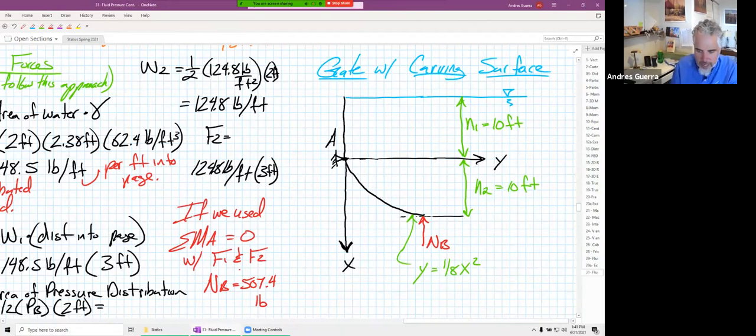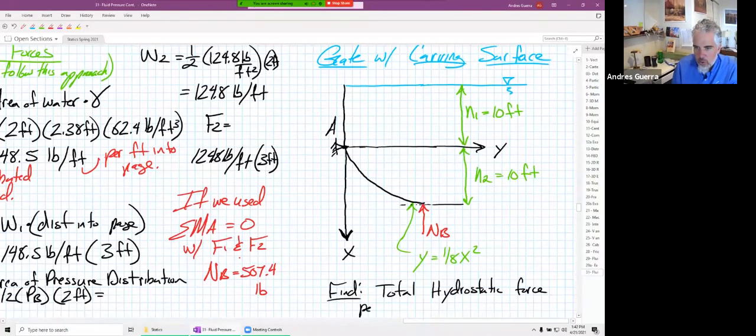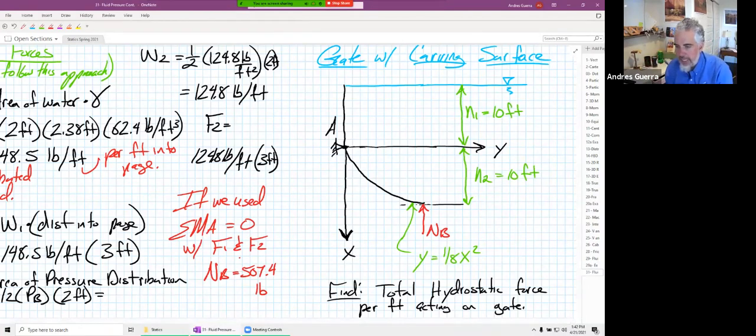And so we want to find for this problem just the total hydrostatic force per foot acting on the gate. They don't actually tell us how far into the page it goes. It just says, tell us what's the force per foot acting on the gate.